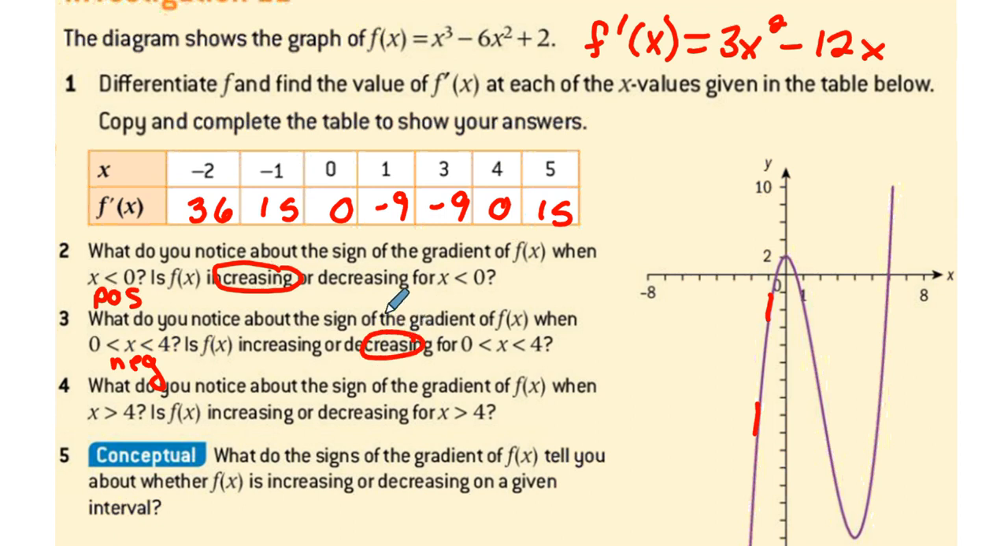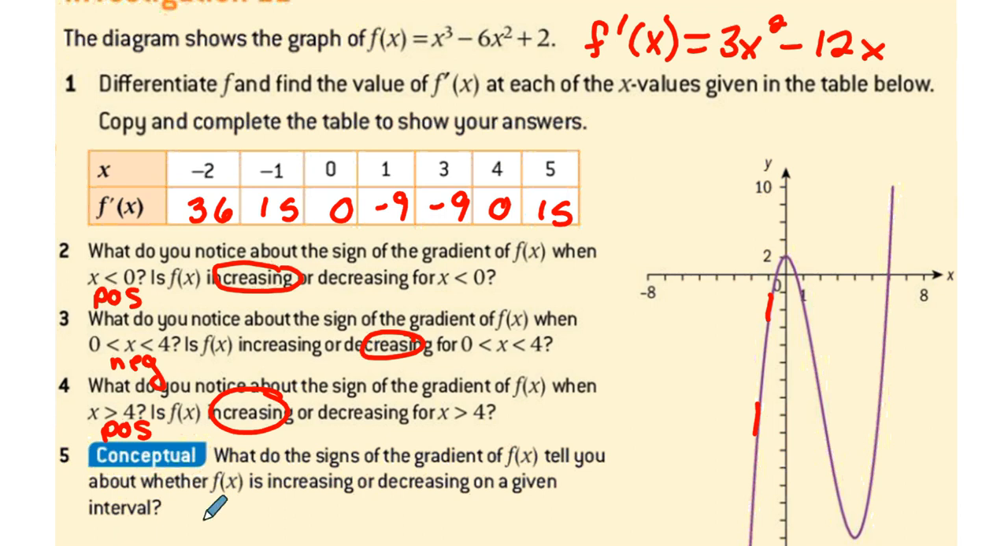So I'm doing 2 things. I'm looking at the derivative, and I'm looking at the slopes, and then I'm going back to the function, and I'm talking about whether it's increasing or decreasing. And then f, when x is greater than 4, it's positive, which means the function is increasing.